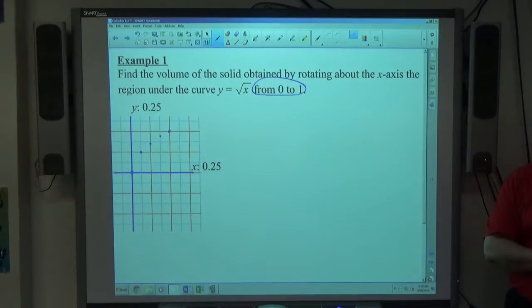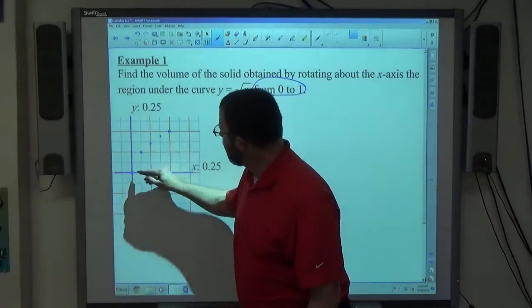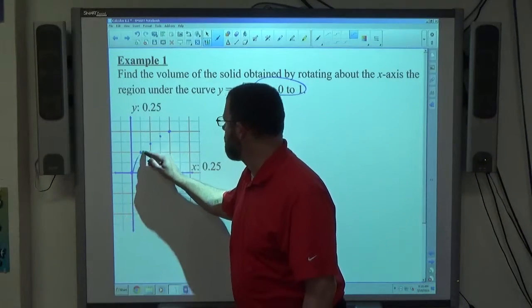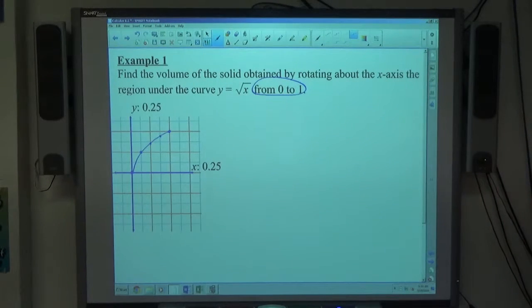You don't have to know those numbers. You can always just use a calculator. Y equals square root of x. Go to your table. 0, 0.25, 0.5, 0.75, 1. So just for the sake of saving a little time, I'd have to know those. So there you go. That's what y equals the square root of x looks like.